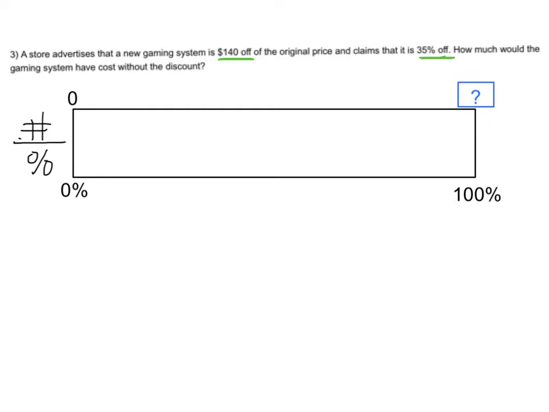So we are, of course, looking at trying to find the original price. What is 100% of the gaming system? Now, I can show that in my diagram down here by showing 0% and 100%. Well, I know if I had 0%, that would be $0, but for 100%, I do not know what the original price is. So let's see what given information we do have. I know I'm talking about $140 off and my 35% off.